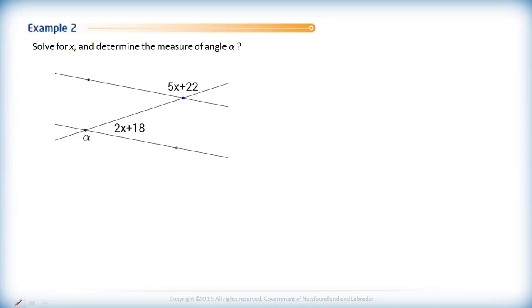Okay, tricky question. Next one, solve for x and determine the measure of missing angle alpha. So these are supposed to be parallel lines here. Now we have to solve for x. Okay, so to solve for x, I'm going to have a relationship between this 5x plus 22 and this 2x plus 18. And I don't really have one yet. But if I jump across here, vertically opposite means this 5x plus 22 will have to be in the same spot there. And now I have same side interior, so they have to total 180. So 7x plus 40 has to equal 180 degrees.